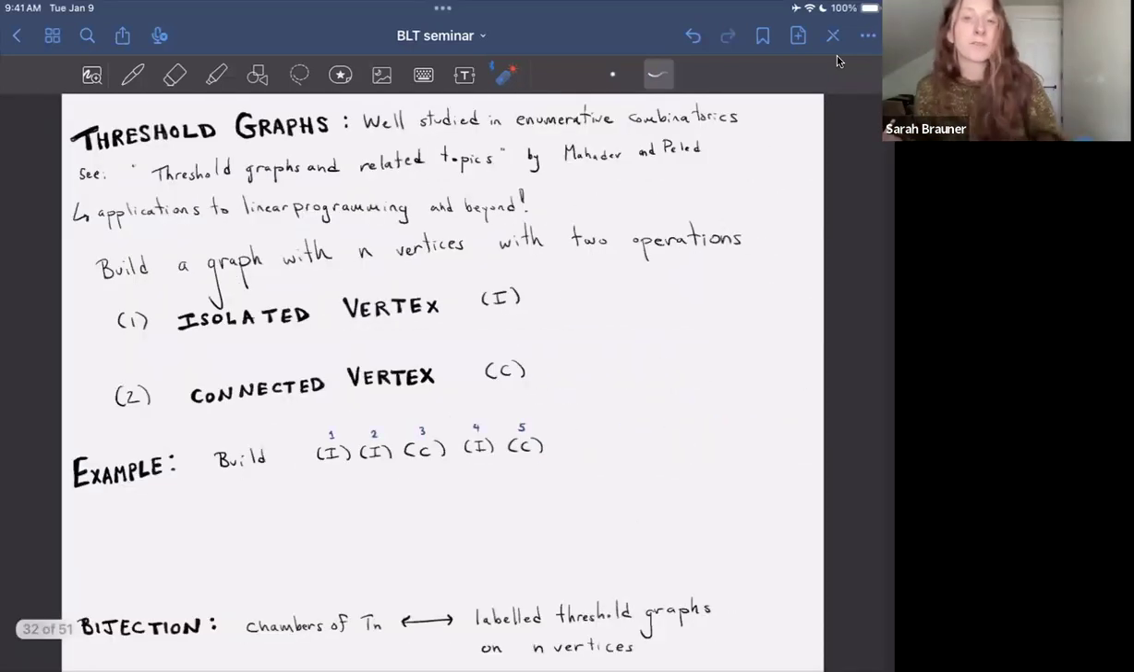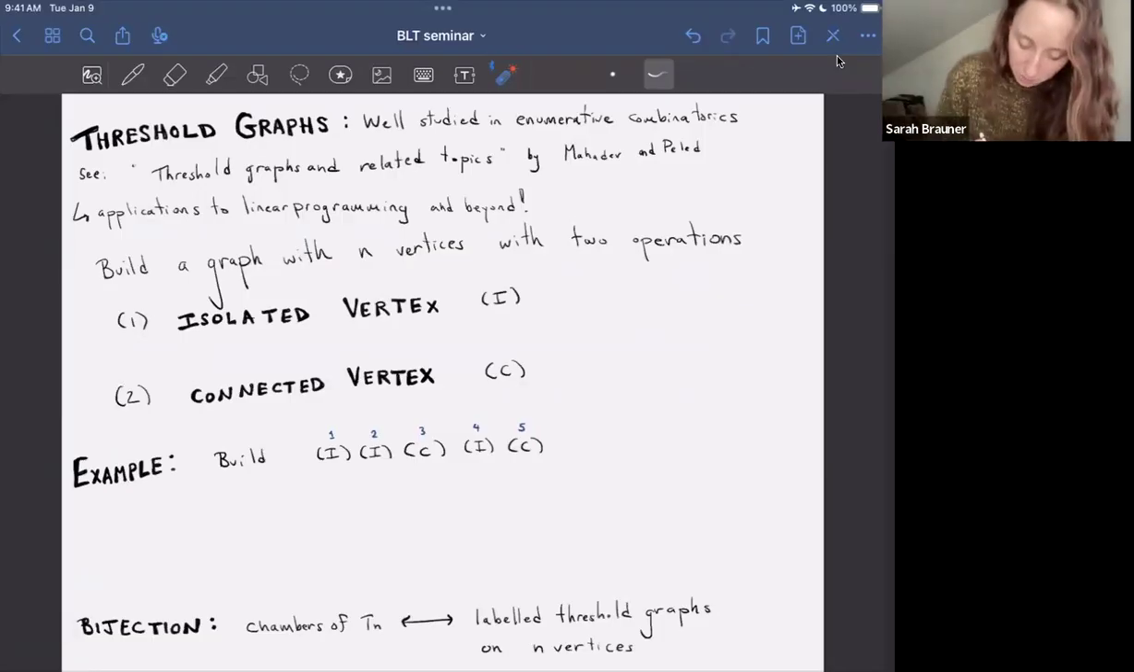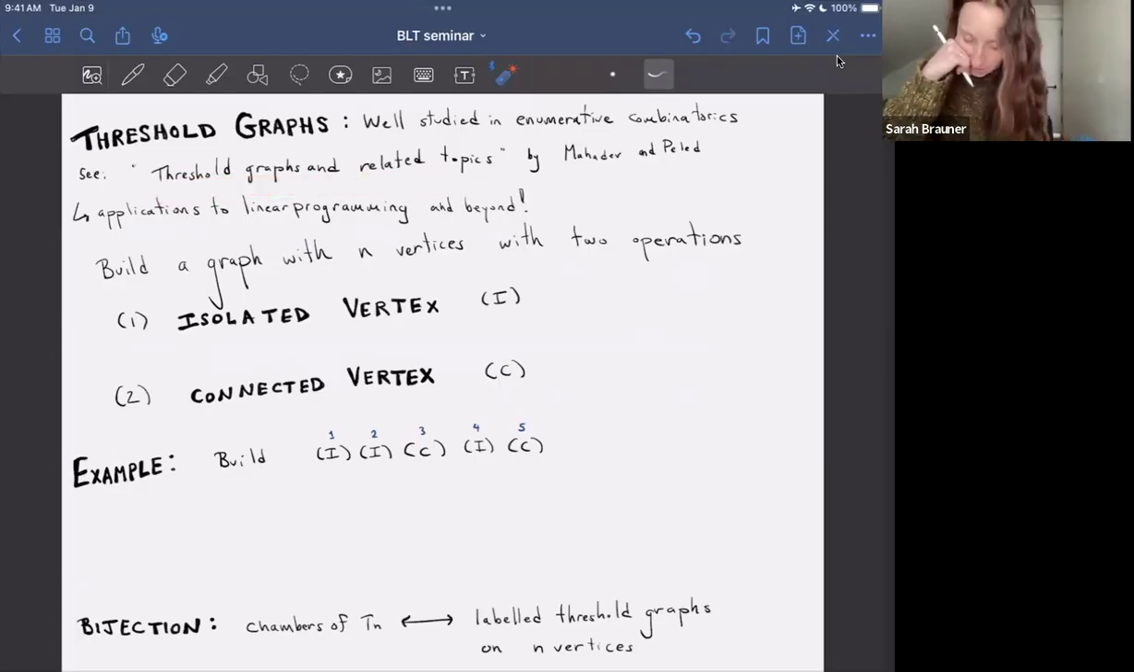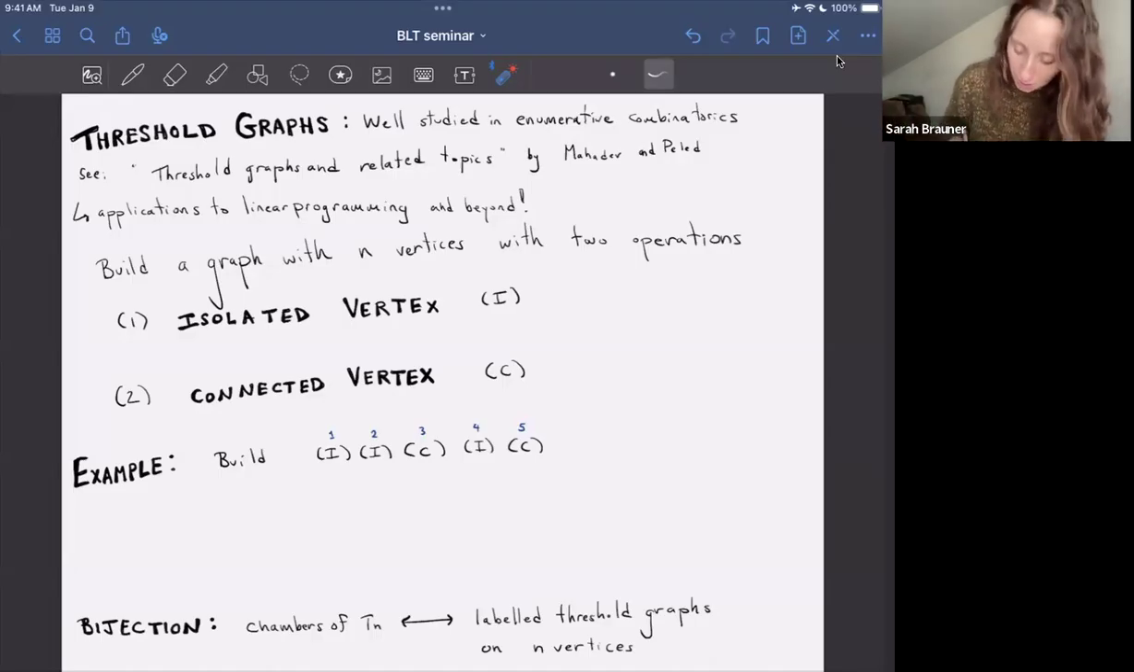If you haven't heard of threshold graphs, they're very well studied in enumerative combinatorics. There's a whole book about them, Threshold Graphs and Related Topics. I think they were actually first introduced in connection with linear programming. But they're defined by constructing a graph using two operations. The two operations you're allowed to use are: you can create an isolated vertex or a connected vertex.